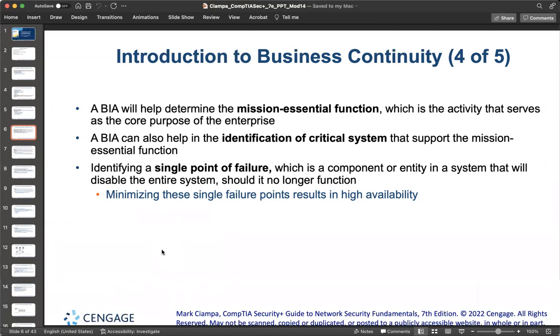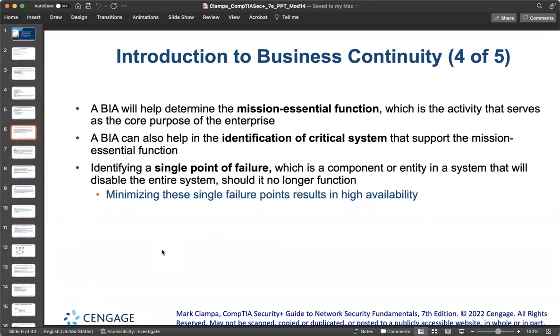A BIA can also help in identification of critical systems that support the mission essential functions, like within a company. For say the example that we were talking about, within a utility company, power generation and power distribution will have a higher priority when it comes to the impact analysis in comparison with, let's say, the billing system, right?